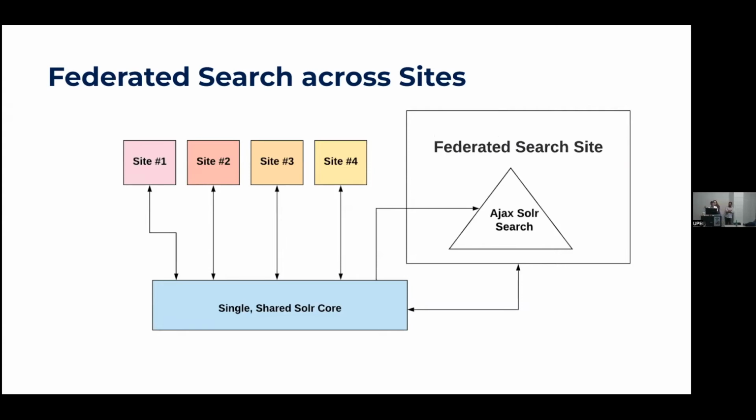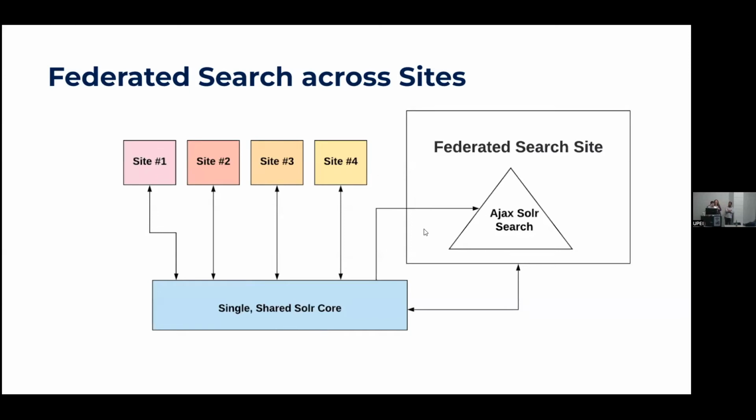Sorry, go ahead. This is a diagram which describes how we set up our federated search. We have multiple sites which are indexed to one single shared Solr core. Then we have another site, which we call the federated search site, with the interface we developed called Ajax Solr Search in place, which connects to that Solr endpoint, the Solr core, and pulls the search content and data from that Solr core.